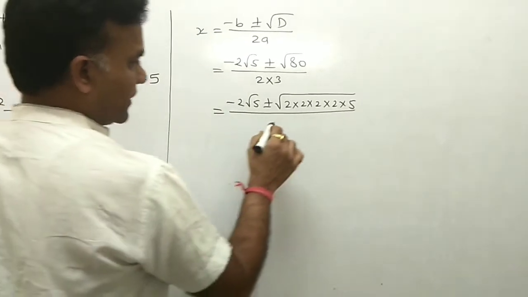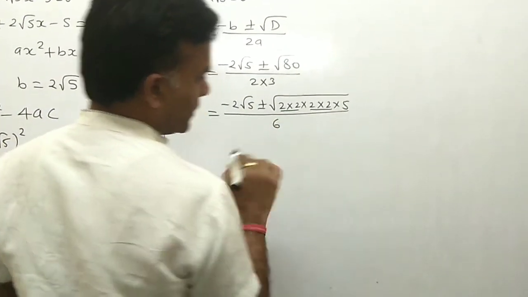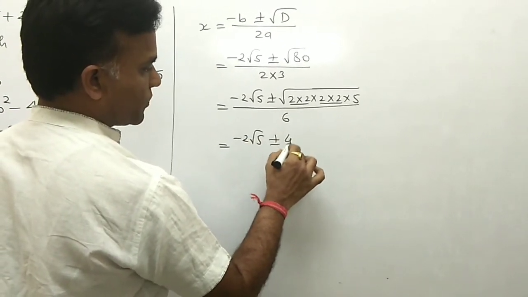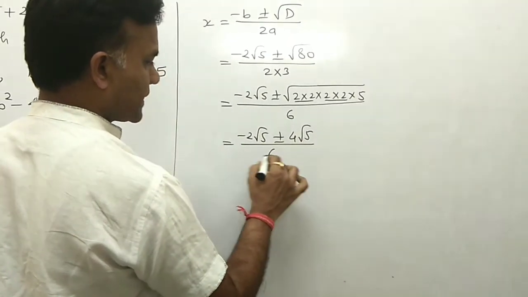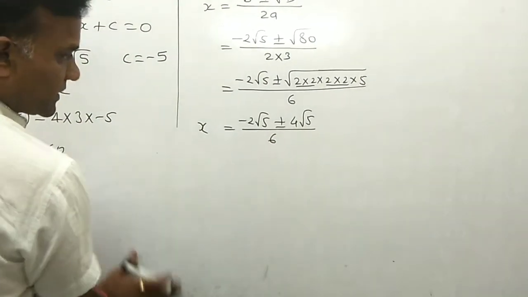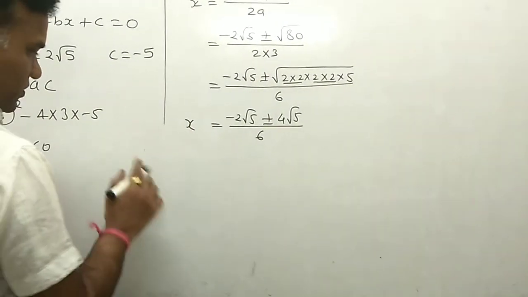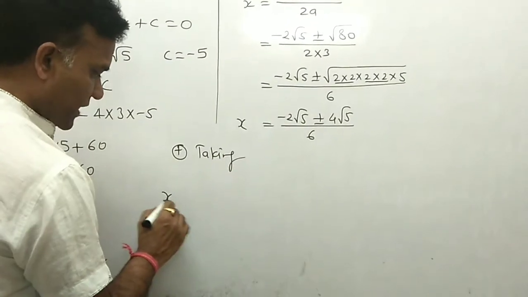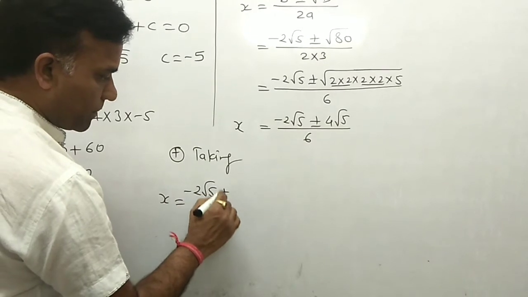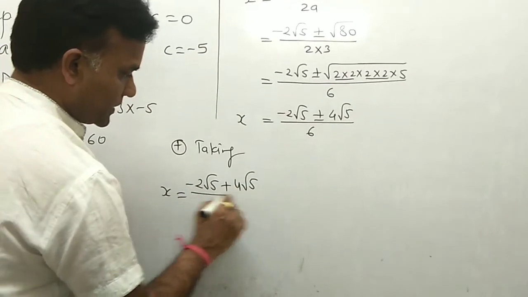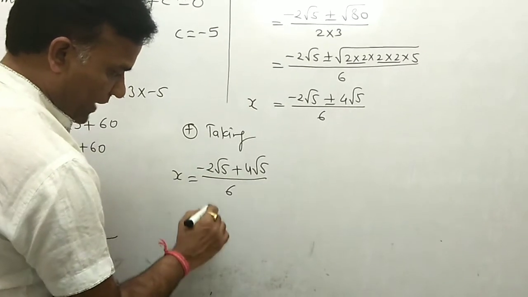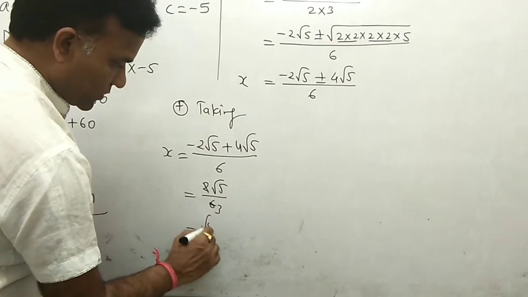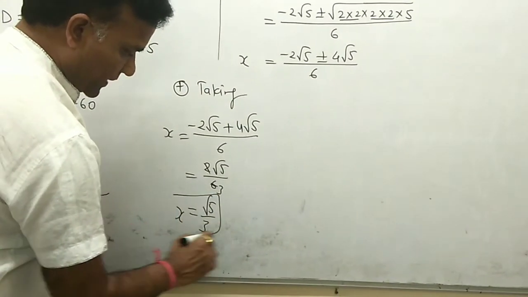First we write down the factors, and then make pairs; there are 2 pairs, so this pair comes outside. We have (−2√5 ± 4√5) / 6. So you have the value of x like this. Since you have both plus and minus signs, taking the plus sign first, x = (−2√5 + 4√5) / 6. 4√5 minus 2√5 gives 2√5 over 6, so 3 goes up. So the first value is √5/3. You got the first root.